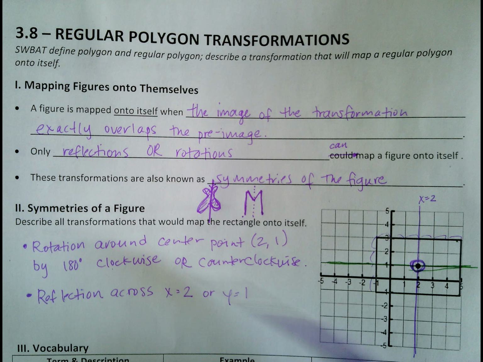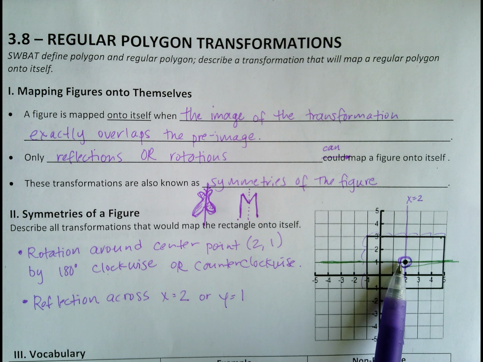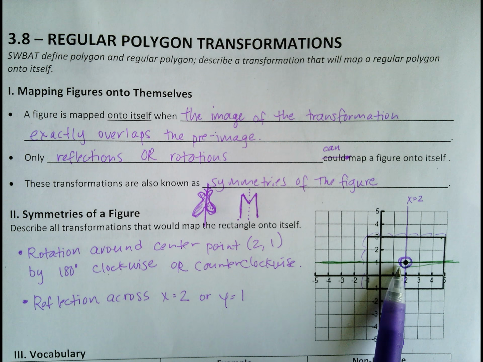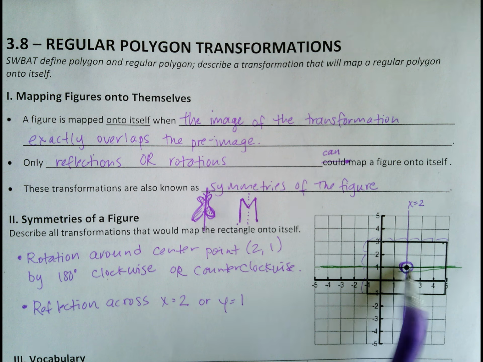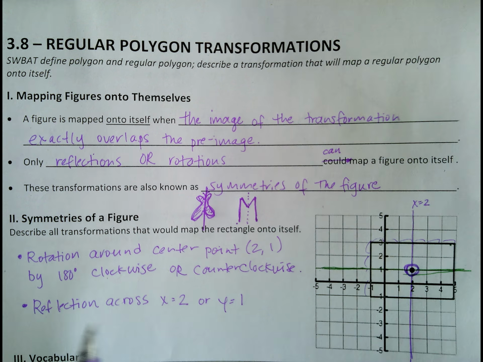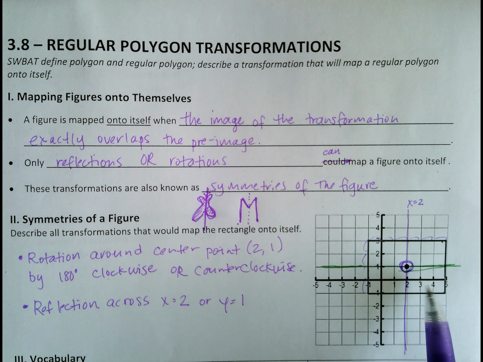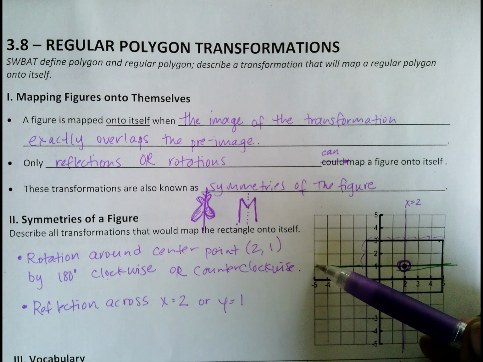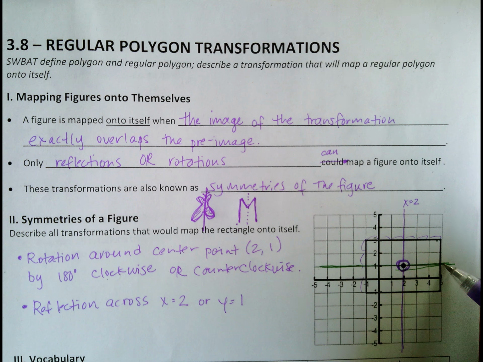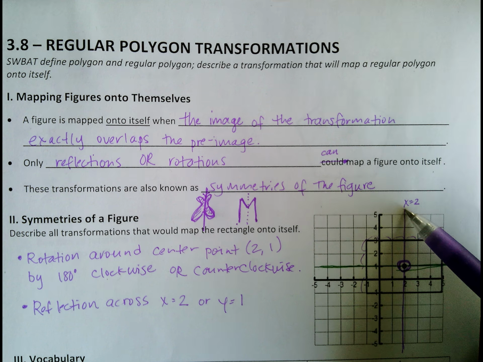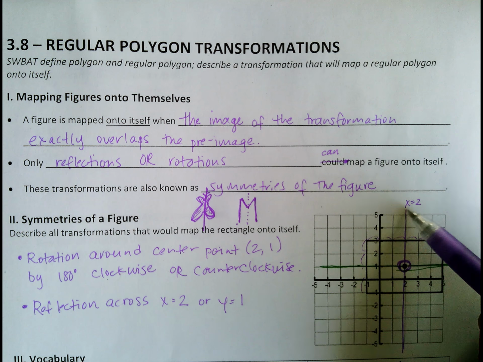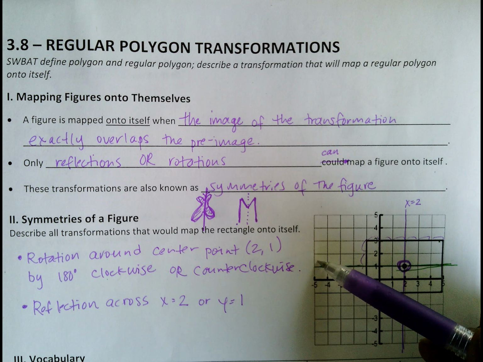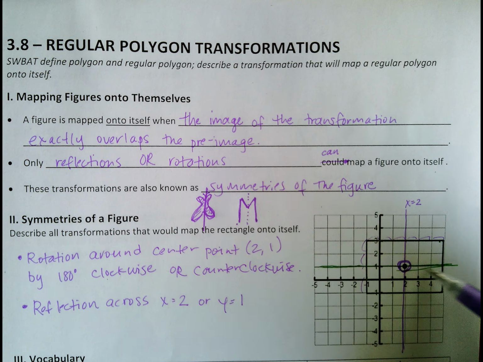If you were to rotate around center point 2, 180 degrees, 2 turns, you would map this figure onto itself. Same thing if you reflected across the x equals 2 or the y equals 1 line of reflection, I shouldn't say axis. The x equals 2 line of reflection, or the y equals 1 line of reflection. Either one of these lines of reflection would map this figure onto itself.